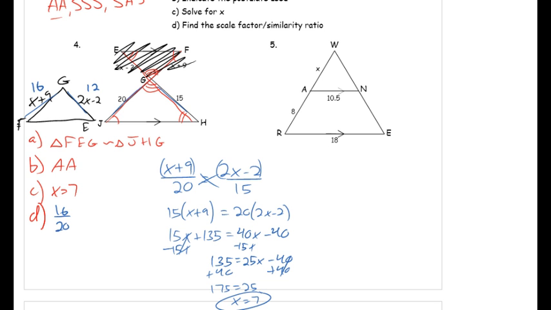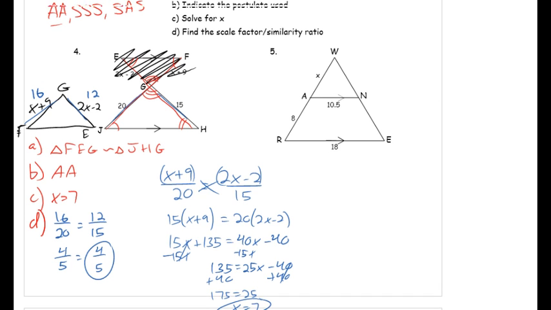16 over 20 equals 12 over 15. If you reduce both of them, you're going to get 4 over 5, 4 over 5. So, in other words, your scale factor or similarity ratio is 4 over 5. Okay? I know it's a little bit longer video, but again, this is some tougher stuff, kind of working through it.